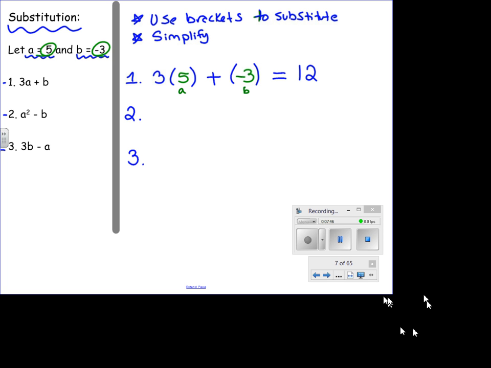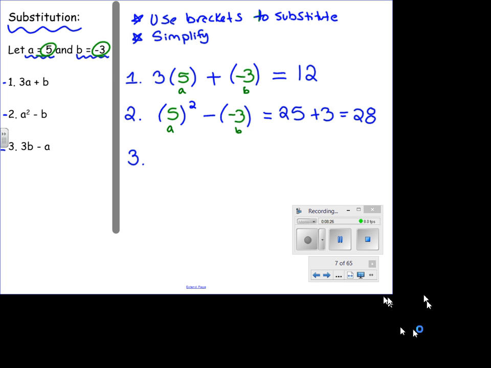And if you want to pause the video here to try these on your own, that would be a good idea. With the second one, though, we have A squared, making sure to put our square outside the brackets, and then minus B. Remember, we want to put our A in the first brackets and our B in the second brackets. So we'll put 5, that's going to be squared, and then minus -3. Be careful if you're doing this one by hand, because the 5 squared gives you 25. But remember, you have a double negative, so that's actually going to be plus 3, and you'll get 28.